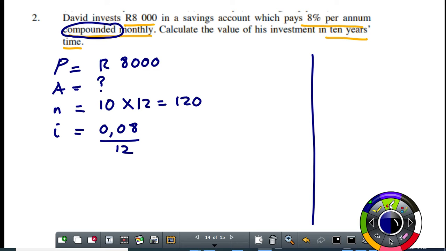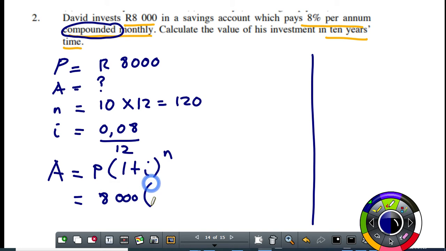That's it. Okay, I'm going to write it. So A equals P times 1 plus i, raised to the power of n. Please don't forget to write your formula, because you may get a mark for the formula. Then P is 8,000, times 1 plus i, that's 0.08 over 12. Then where there is n, you put 120. So I prefer that you do it this way.